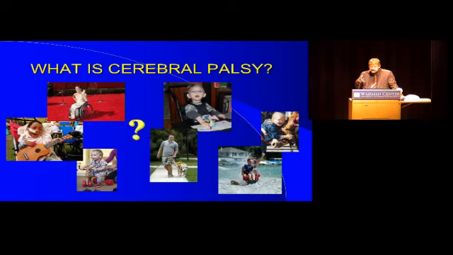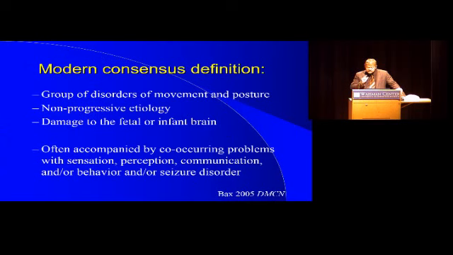So what is cerebral palsy? The face of cerebral palsy is very diverse, as are the abilities and interests of the people with CP. The definition of cerebral palsy that has been used in medical practice comes from Developmental Medicine and Child Neurology, published in 2005. It's a consensus definition of experts in cerebral palsy: a group of disorders of movement and posture. It's a non-progressive neurological problem related to damage to the fetal or infant brain, and it's often accompanied by co-occurring problems, which I'll talk about in a little more detail later.